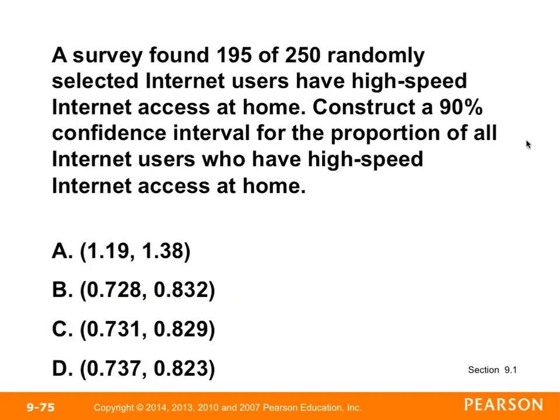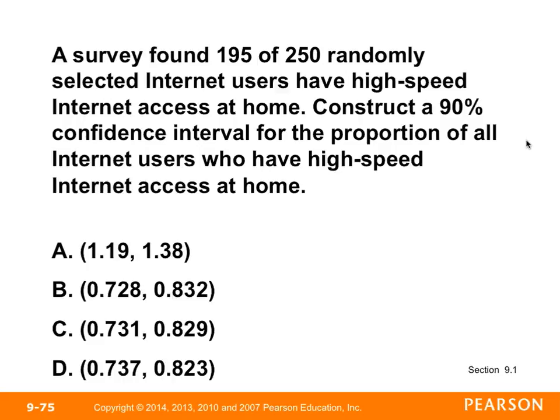Okay, a survey found 195 of 250 randomly selected internet users have high-speed internet access at home. We want to construct a 90% confidence interval for the proportion of all internet users who have high-speed internet access at home. So it's important to remember how to calculate your lower and upper bound. You take your p hat, which you have to find, and subtract your critical value multiplied by the square root of p hat times 1 minus p hat over n. To find the upper bound, you add it this time.